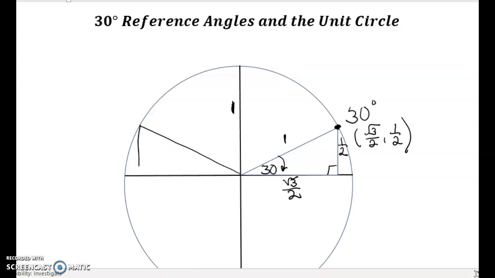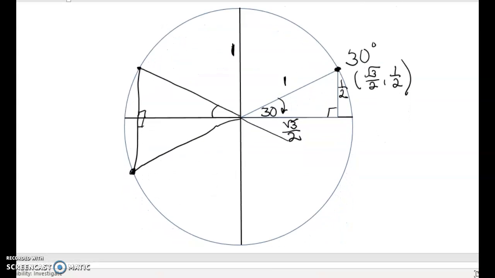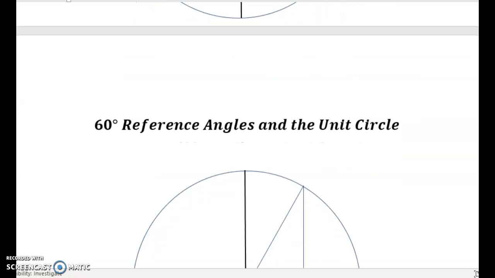Now I'm going to leave this one to you. I want you to find the angle measure and the coordinate in quadrant 2, and the angle measure and coordinate in quadrant 3, and the angle measure and the coordinate in quadrant 4. They will all be square root of 3 over 2, comma 1/2, just a hint, but the signs will be different depending on the quadrant that they lie in.